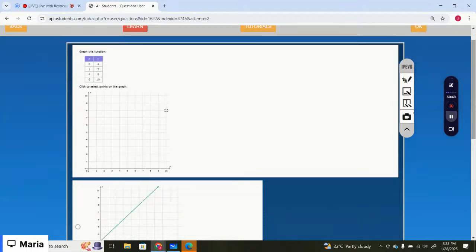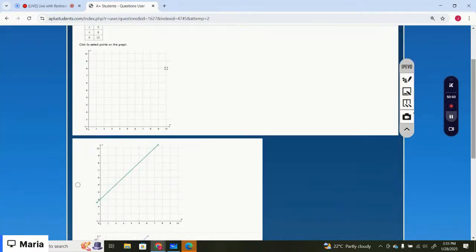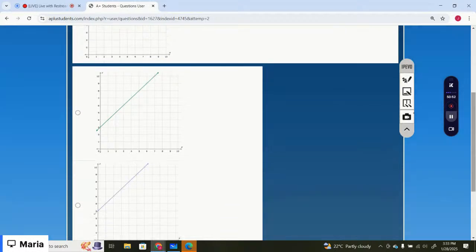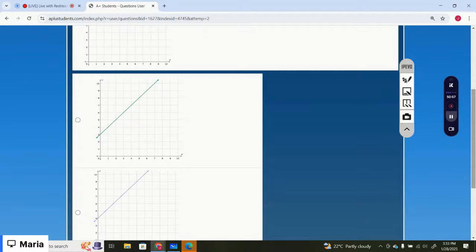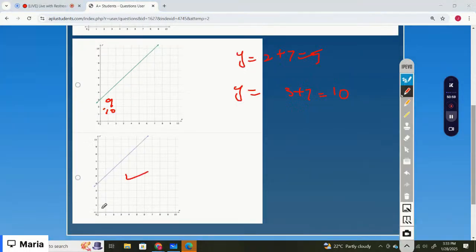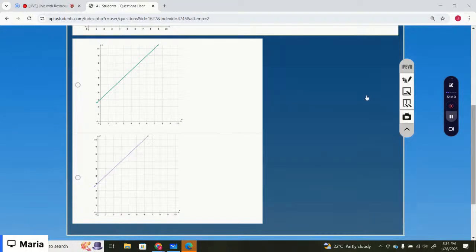So the table is 0 and 4. X is 0, Y is 4. X is 1, Y is 5. When X is 1, Y is 5. When X is 2, Y is 6. When X is 3, Y is 7. And when X is 4, Y is 8. So option number 2 is the correct option.